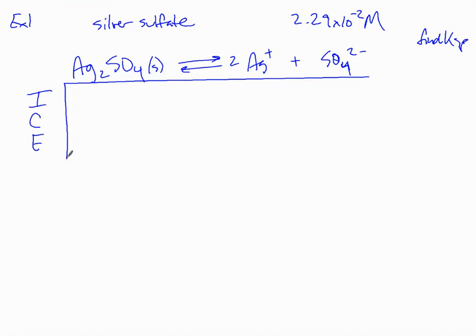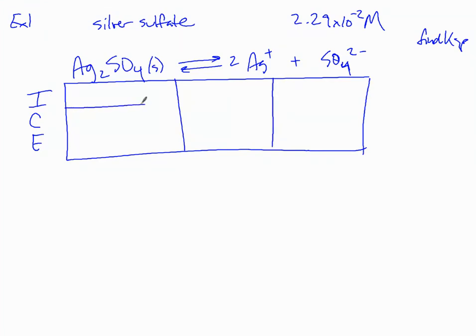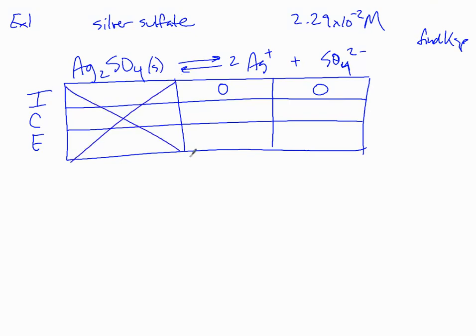This is what you might call an ICE table: initial, change, and equilibrium. Initially, we're going to dissolve this. The initial conditions is just pure water, so we have no silver ions, no sulfate ions. This is where our little memory trick comes in handy. This is a solid, so in general, stay out.